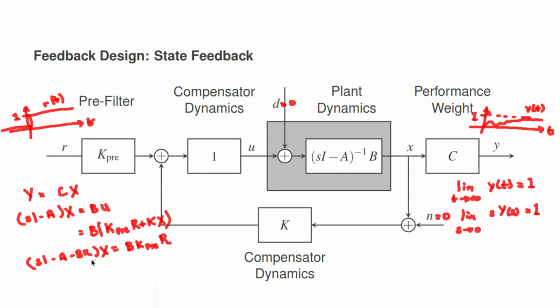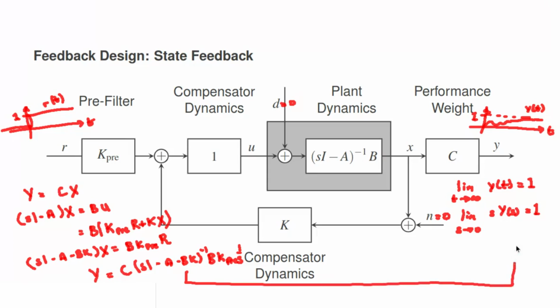We can use this equation and this equation to eliminate X, and we discover that Y is equal to C multiplied by (sI minus A minus BK) inverse B times K_pre multiplied by R. And R is a step input, so it has Laplace transform 1 over s, so we can put 1 over s. So this is our expression for Y, and now we just need to substitute this into here and work out what K_pre must equal.